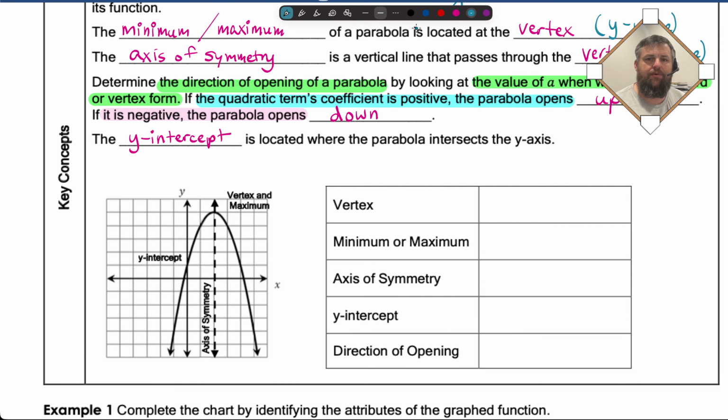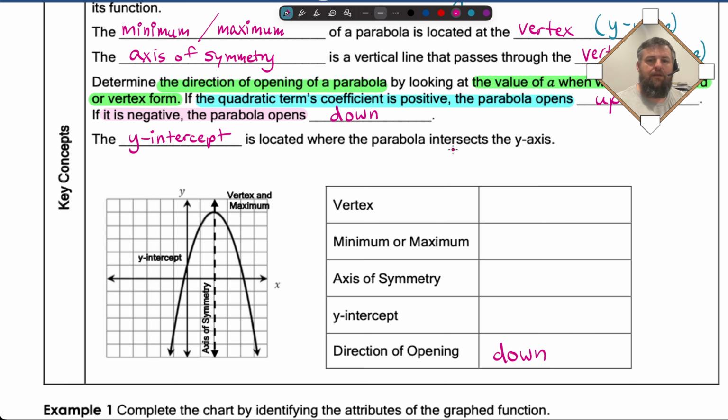So for this problem, we have this graph. We have a y-intercept that's indicated on here. It's talking about the vertex, and it's a maximum because it is opening down. So I can go ahead and answer this question down here. Direction of opening is down.